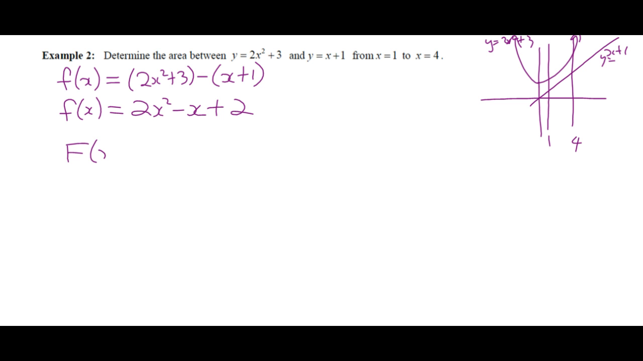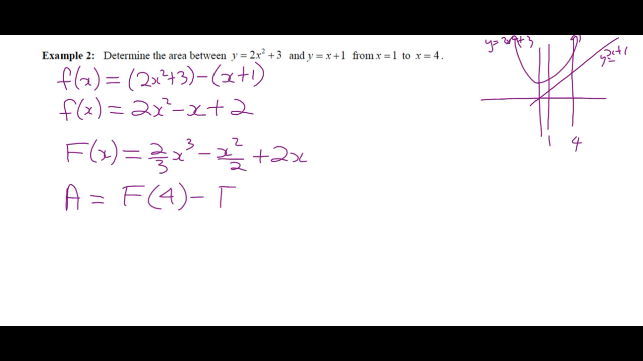And then we're going to get the antiderivative. So that's going to become a 3, so 2/3 x cubed minus x squared over 2 plus 2x plus c, which we're not going to use in this context, because we know we're going to be subtracting. And the area that we're interested in will be F at 4 minus F at 1.